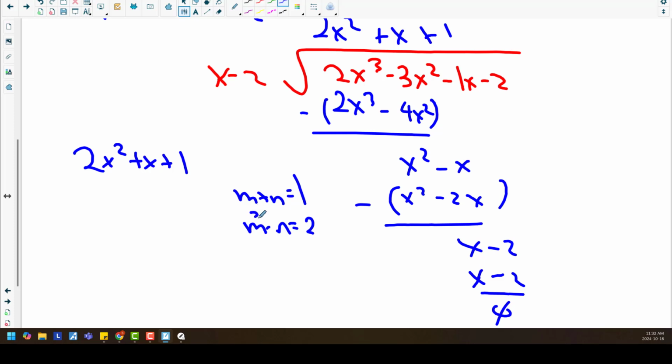So it could be positive 2 and positive 1. That's going to give me 2 as a product, but if I add them, that gives me 3. Or a negative 2 and negative 1, and if I add them, that gives me negative 3. So that means this is not factorable. This quadratic is not factorable.